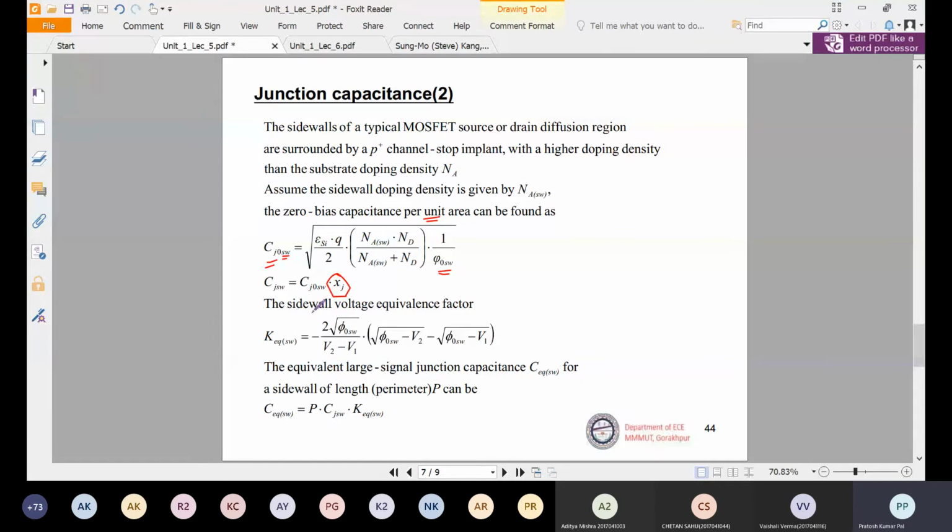The side wall voltage equivalent factor is the formula from the previous question, where we change everything to the built-in potential of the side walls. The equivalent large signal junction capacitance of the side walls will be given by P times the side wall capacitance times K equivalent, where P is the perimeter.